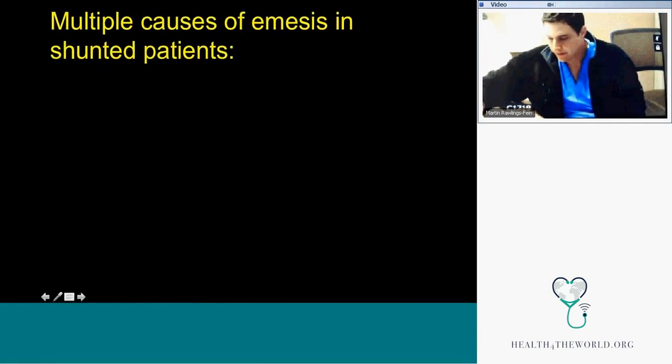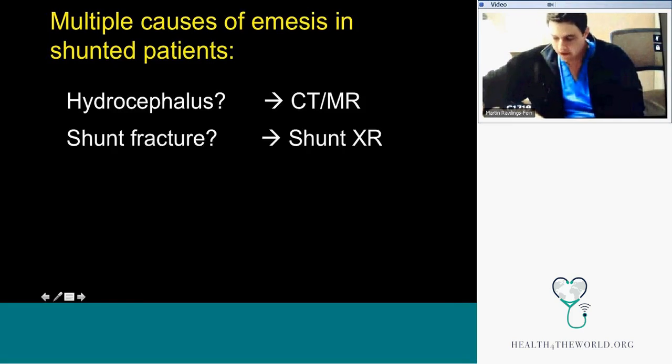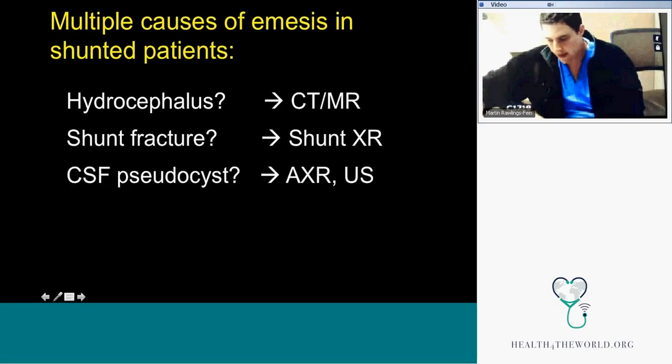So this is vomiting. To be aware of in any shunted patients, there's a lot of reasons they could be throwing up. You get hydrocephalus, you're going to get a CT or MR for that. You get shunt fracture, you get a shunt X-ray series for that. You know, pseudocyst, you get an abdominal X-ray and an ultrasound for that. So it's kind of cool because there's different causes in these patients. You know, it may just be that they ate something bad and have an upset stomach, but you just check.